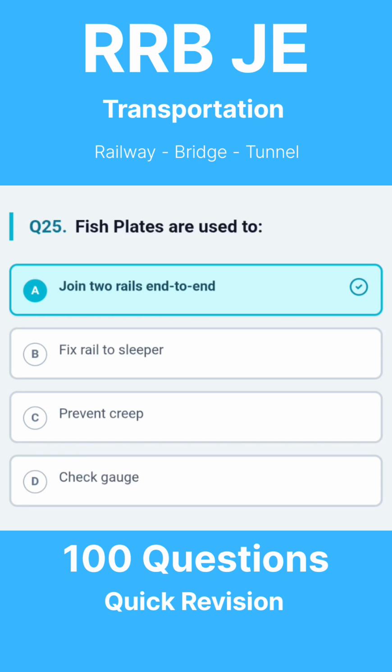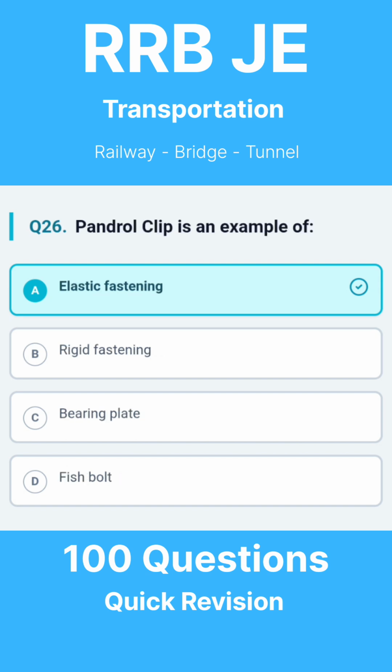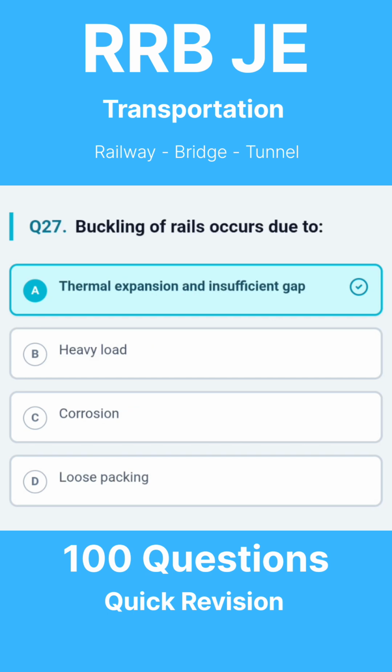Question 25. Fish plates are used to. The correct answer is join two rails end to end. Question 26. Pandrol clip is an example of. The correct answer is elastic fastening. Question 27. Buckling of rails occurs due to. The correct answer is thermal expansion and insufficient gap.